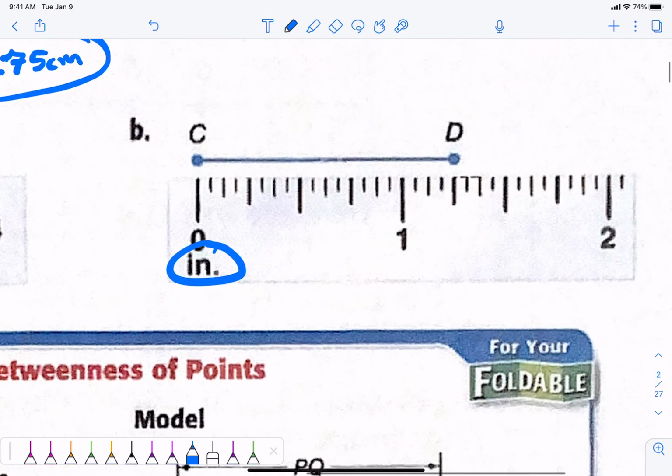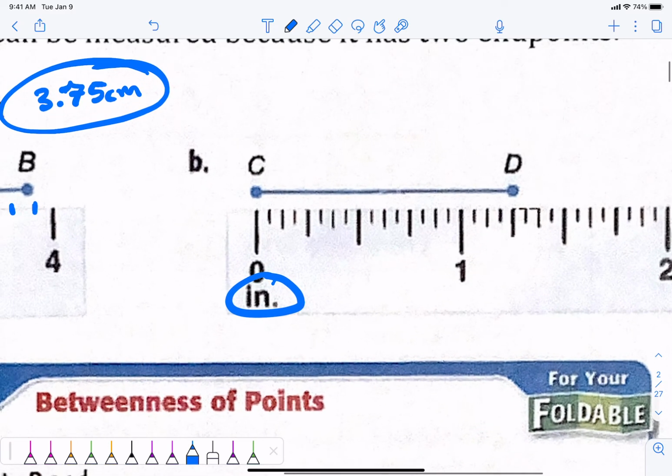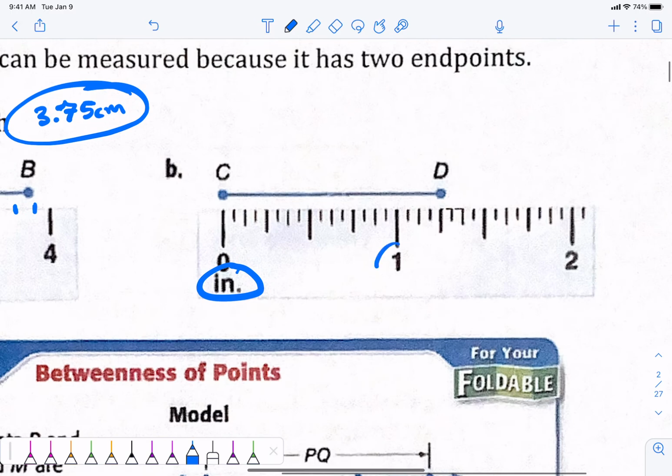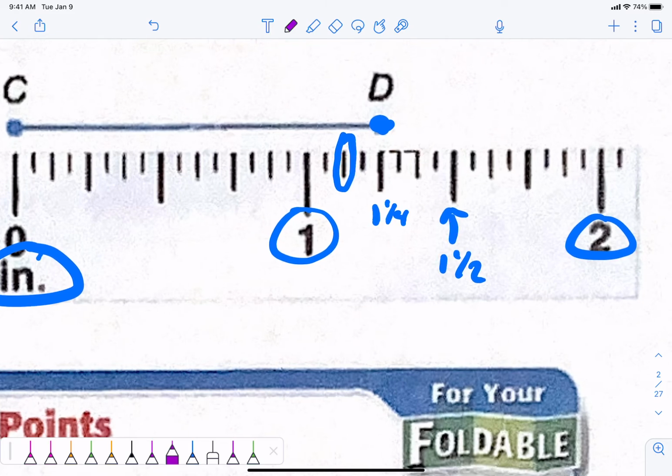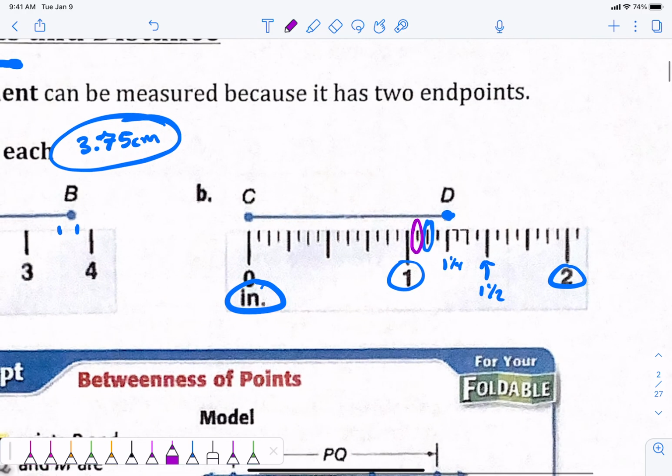In part B, we're measuring in inches, going from C to D. Here's 1 inch, here's 2 inches. This middle one would be 1 1/2 inches. What is D at? 1 1/4. What would this line right here be at? 1/8. And this line in purple would be a 16th. So that's how we measure those. This is going to be 1 1/4 inches long. That is line segment CD.